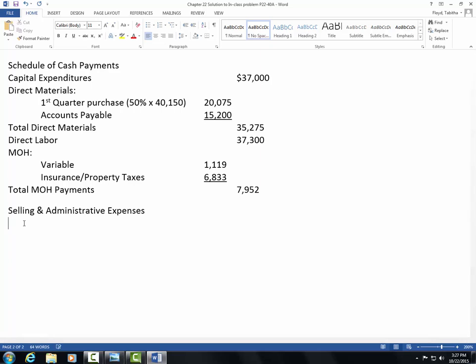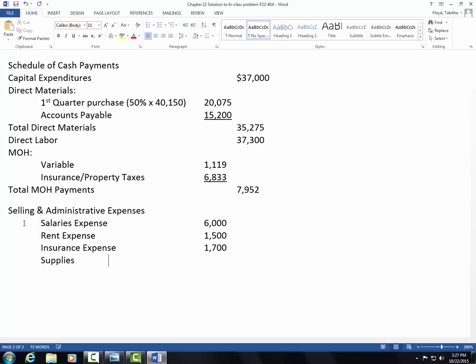You can list those out like I did the manufacturing overhead. Salaries expense, $6,000. Rent expense, $1,500. Insurance expense, $1,700.